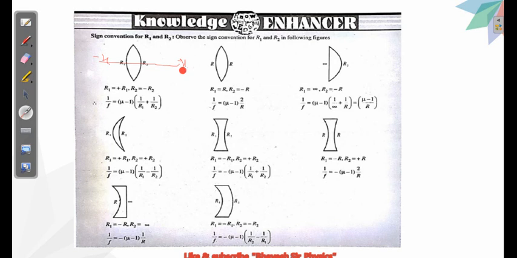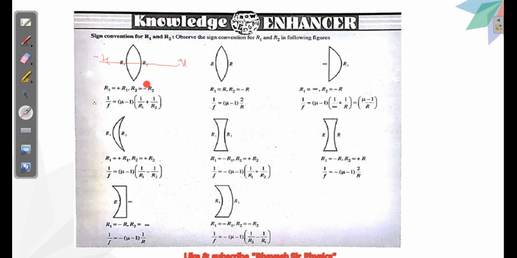Now you can apply this concept in any case to determine the sign convention for the radius of curvature. Like here, this surface is open up towards the negative x, so we will take r1 as a negative r. Now this surface is open up towards the plus x side, so for this surface we take the radius of curvature as plus. So these are the different kinds of lenses, and you apply this concept to determine the sign.